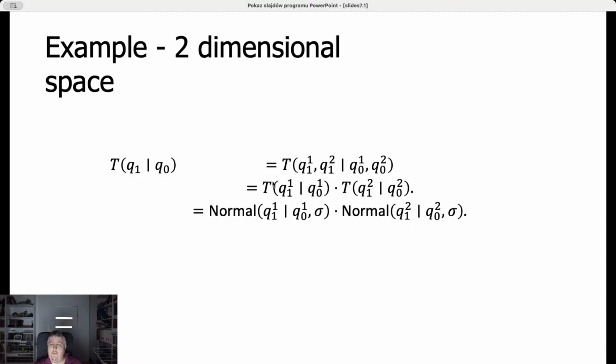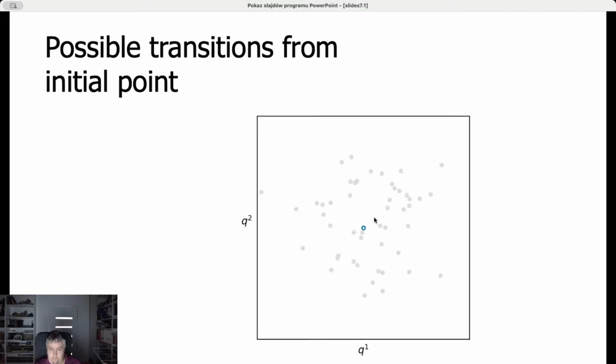So we assume that moving from the first point in the x dimension and in the y dimension are governed by individual probabilities, and in our case those will be normal probability distributions of moving from point q0 to point q1 with a standard deviation of sigma. So starting from a point here, we have possible transitions that can happen here. Those possible transitions, of course, are the entire space, but for example, we can move to many of those points. Which point we will move to depends on the probability.